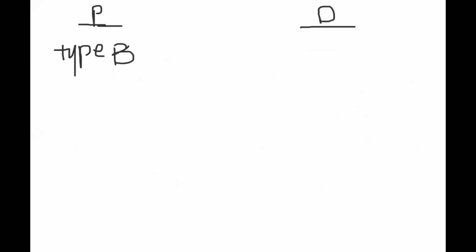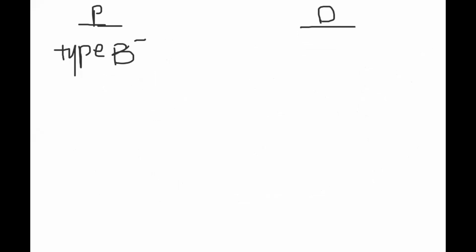Let's try again. Patient on this side, donor on this side. Okay, the question is, if the patient has type B blood, what types of blood can be used for him? Let's say type B negative blood, right?